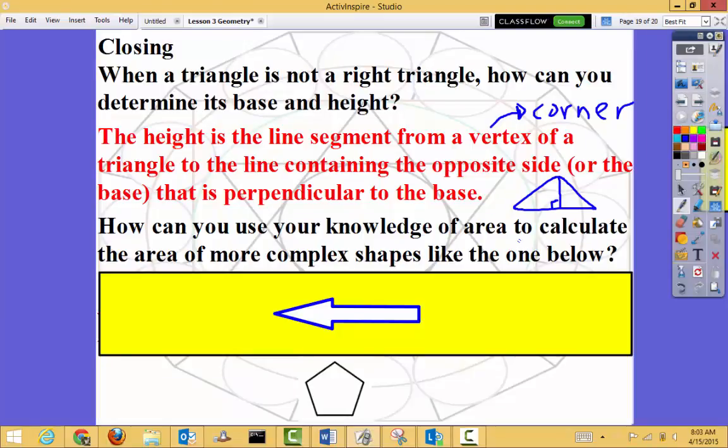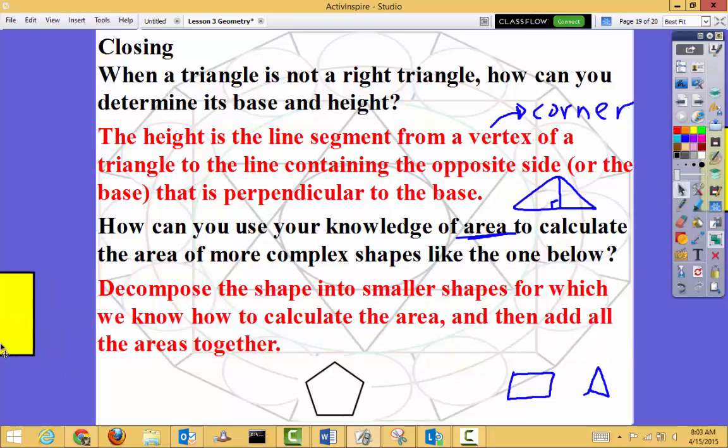Alright, now what do I do next? Well, my next question is, how can I use your knowledge of area to calculate the area of more complex shapes like this one? This is not a triangle. It's not a rectangle. So how can I use my knowledge of area to find the area of this? Well, remember, at the very beginning of our geometry lesson, I said all we're working on is finding area of parallelograms, rectangles and triangles. So I must be able to break this up into a triangle or rectangle somehow.